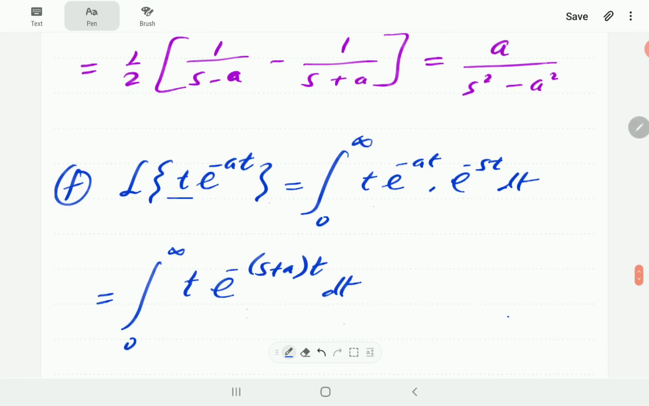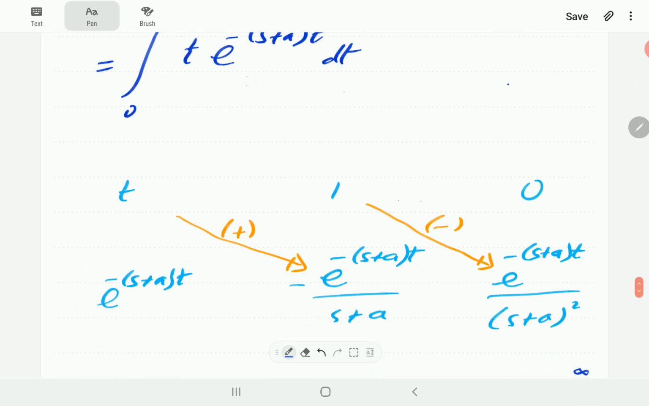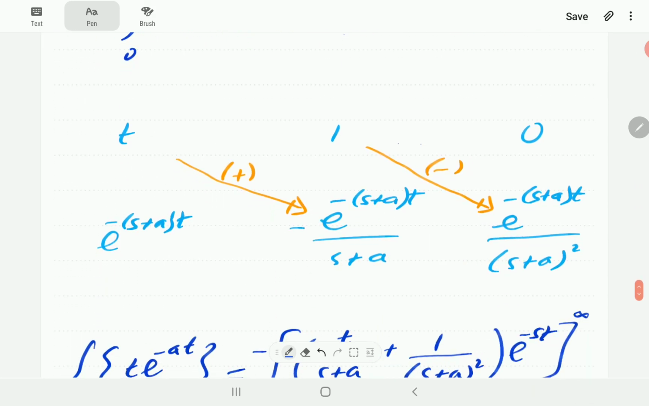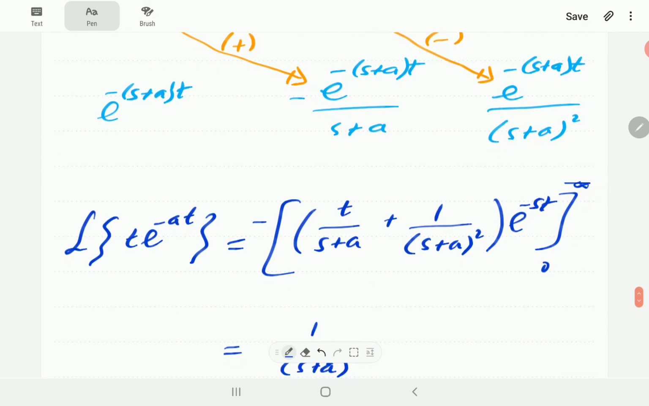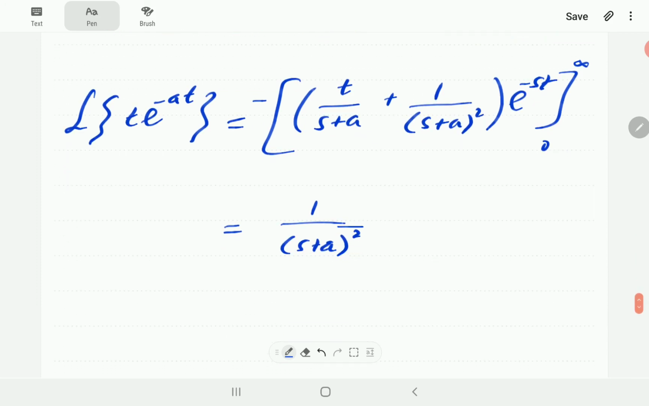This time we've got t times e to the minus at. If we collect terms here, then we can integrate using tabular integration again. So as t goes to infinity, this goes to 0, and dominates this one which goes to infinity. So the only term that's going to survive is when t is 0. All right, so it brings us to the end of that.